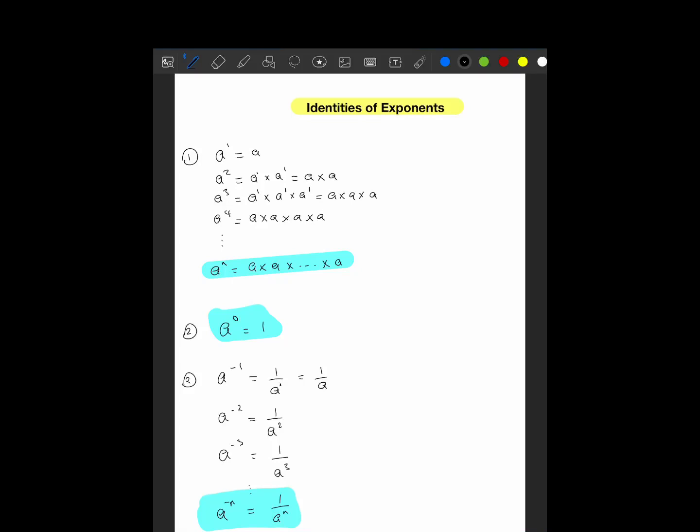So in this video, I'm going to be teaching you about a couple of things. I'm going to be teaching you about identities of exponents. So essentially, you're going to be learning about this identity, and this identity, and lastly, this identity.